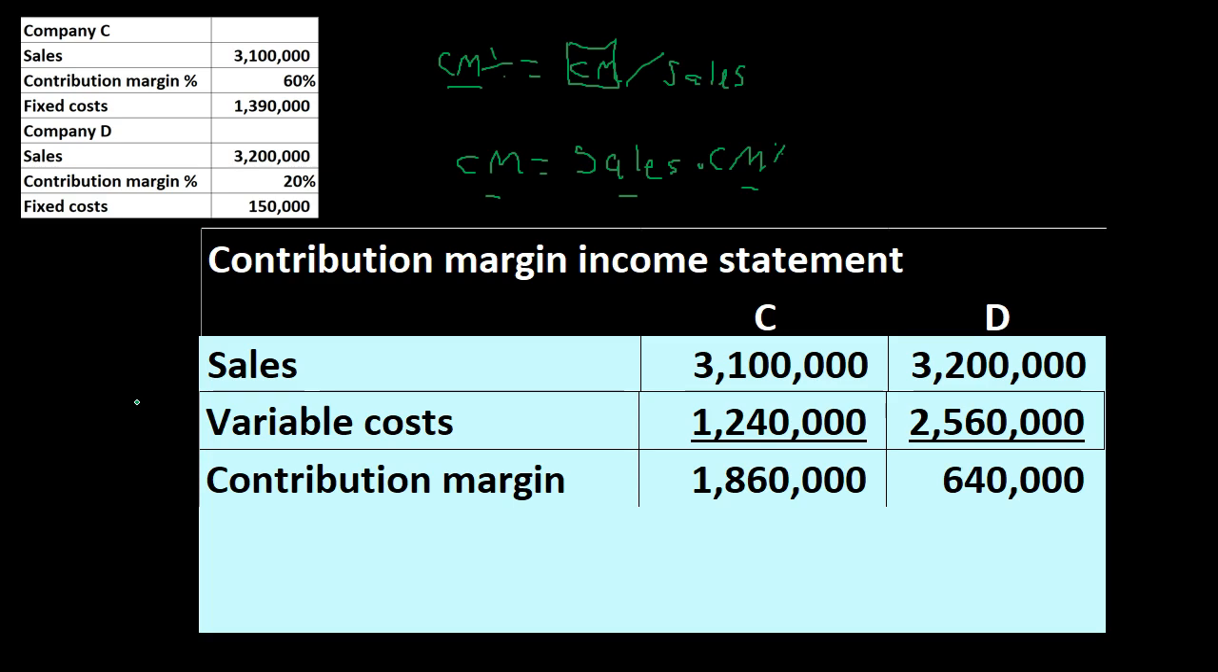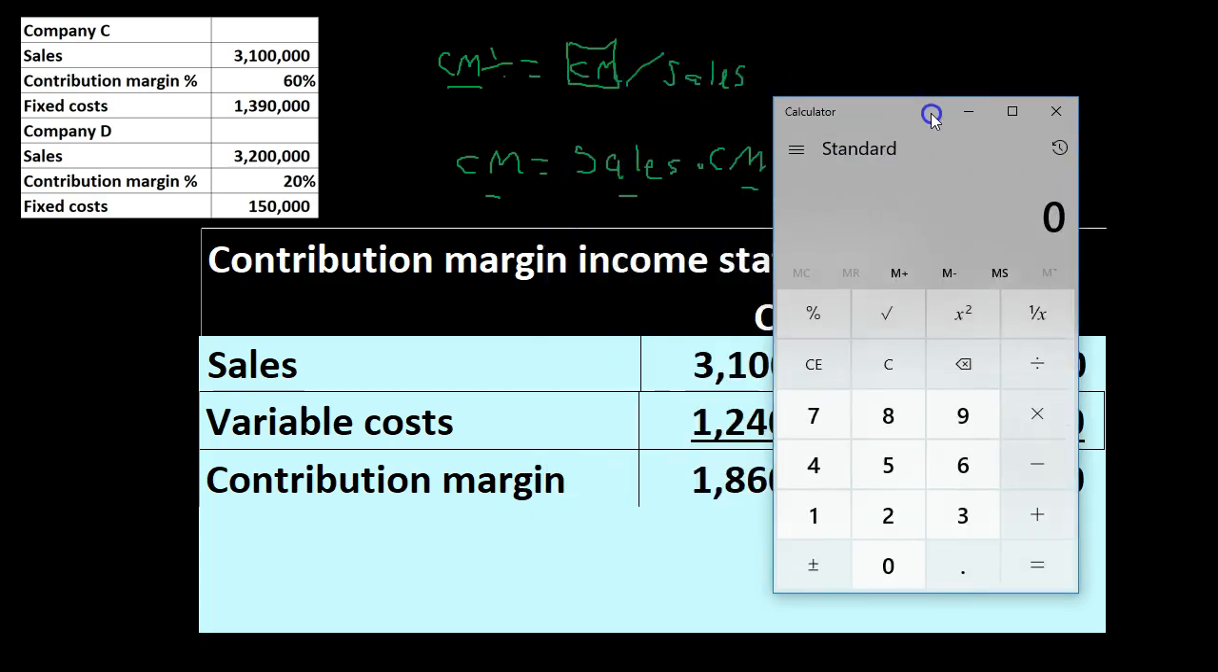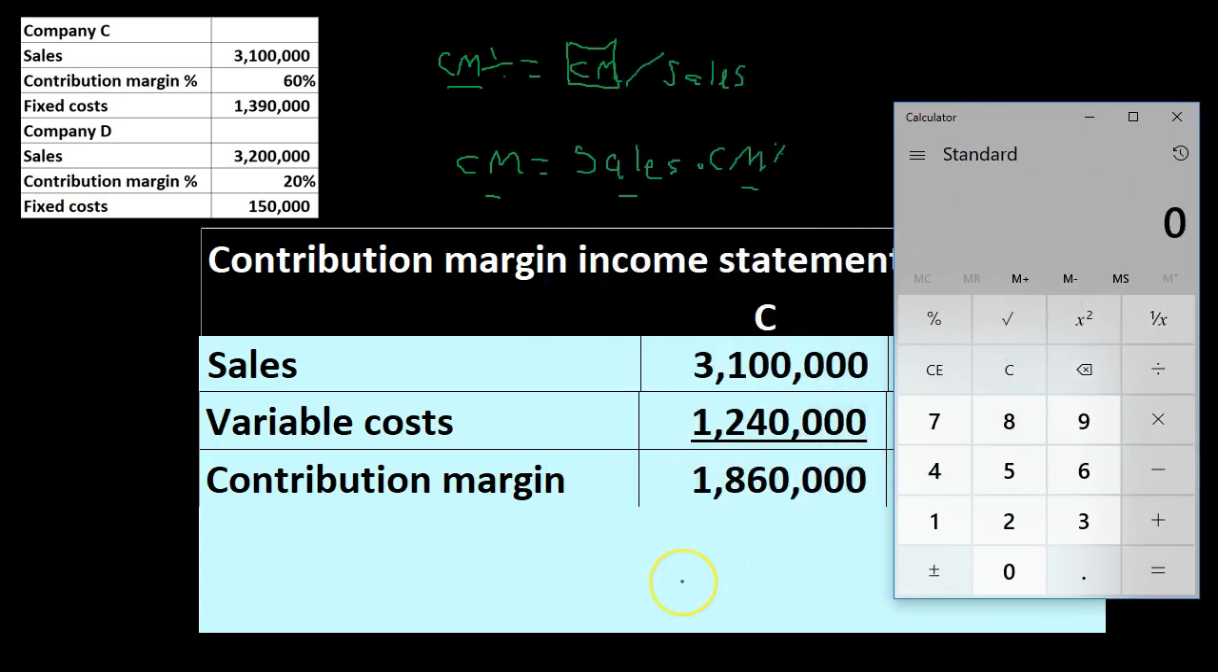Next, we're going to calculate the variable costs. So if we have the contribution margin, this is the same case. Contribution margin is usually calculated as sales minus the variable costs, giving the contribution margin. Well, if that's the case, then we know that the variable costs is sales minus the contribution margin. So if we don't know the variable costs, then we're just going to take the sales 3,100,000 minus the contribution margin 1,860,000, and that gives us our variable costs.